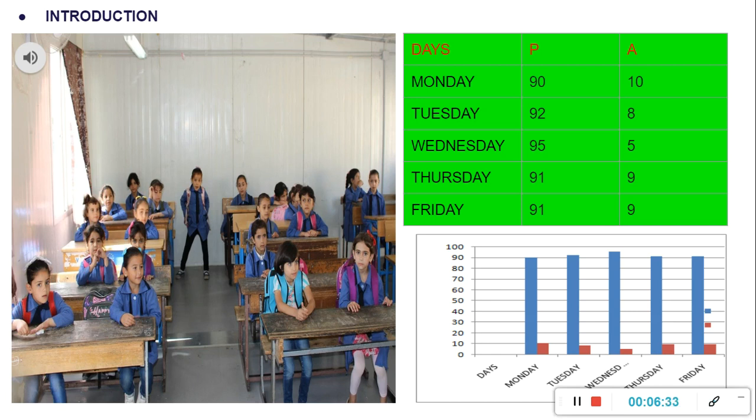So here we will understand what are the various ways by which we can represent data in the best possible way. We can store data in the best possible way, and we can interpret facts based on the data here, isn't it clear? So that is why we are using graphs. So in this lesson we are going to study about bar graphs and different kinds of graphs also.